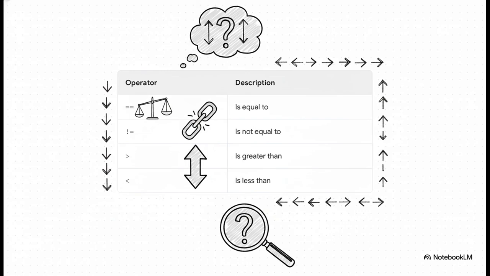And here are the main ones. We've already seen the double equals, which asks, is this equal to that? Then you've got its opposite, is not equal to. And of course, the ones we all know, is greater than and is less than. Each one of these lets your code ask a basic question and get that simple yes or no answer it needs to make a choice.